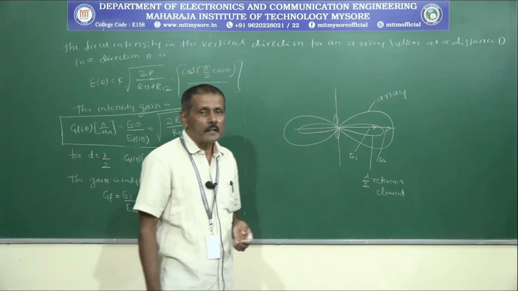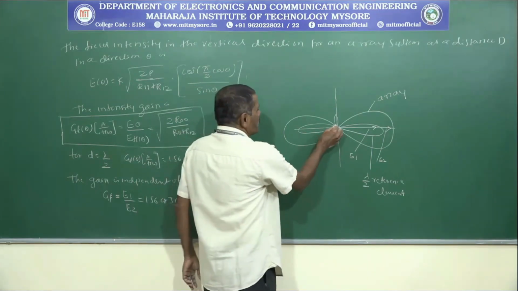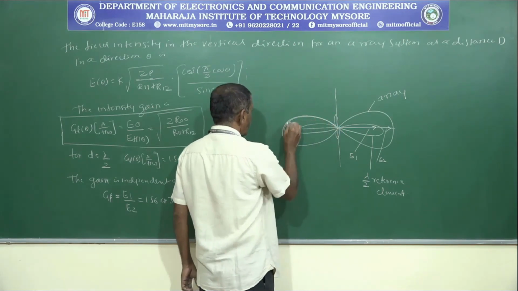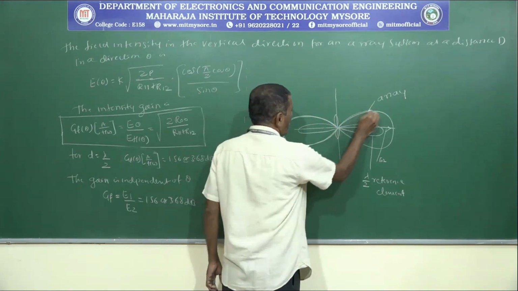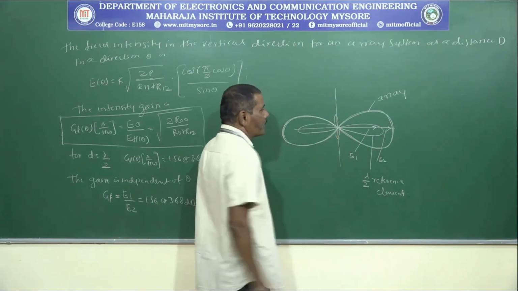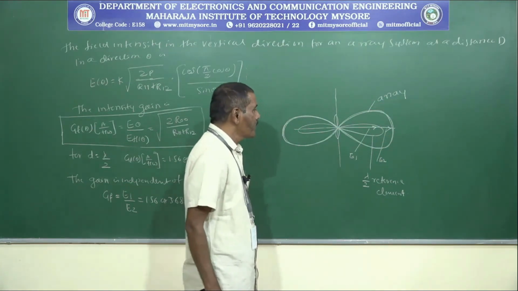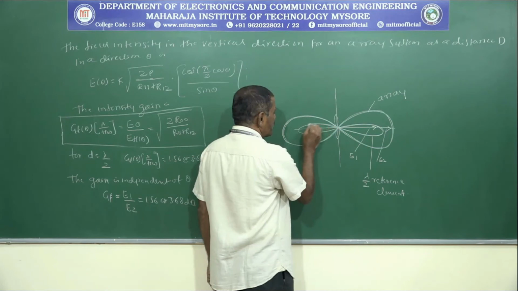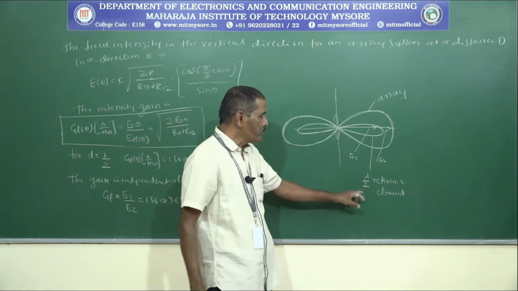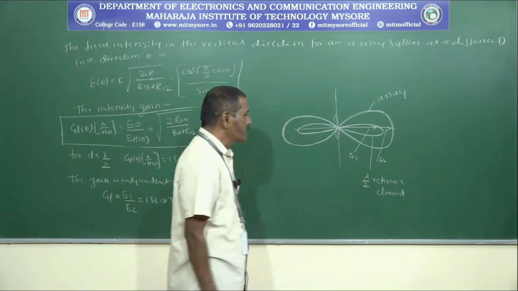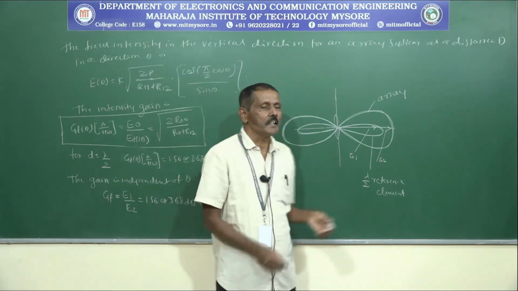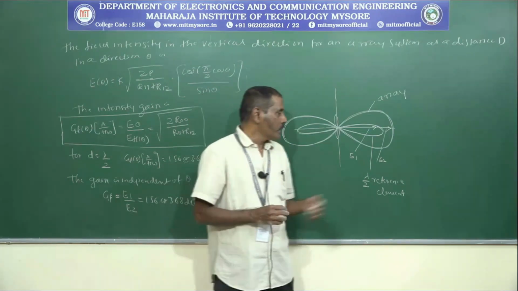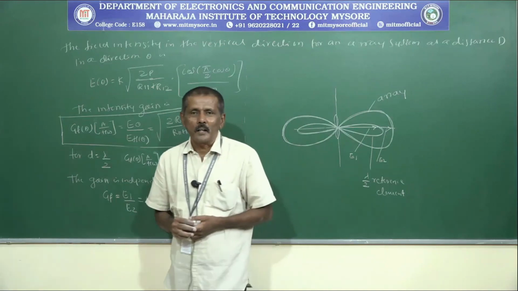This is the field pattern. This field pattern is due to the array, and this field pattern is because of the lambda by 2 reference element. E1 is the field due to array element 1, and E2 is the field due to array element 2.